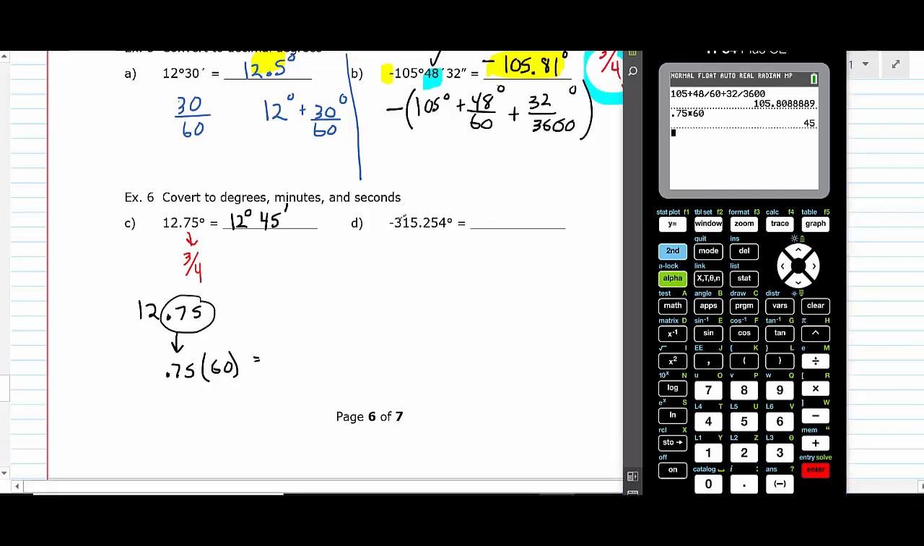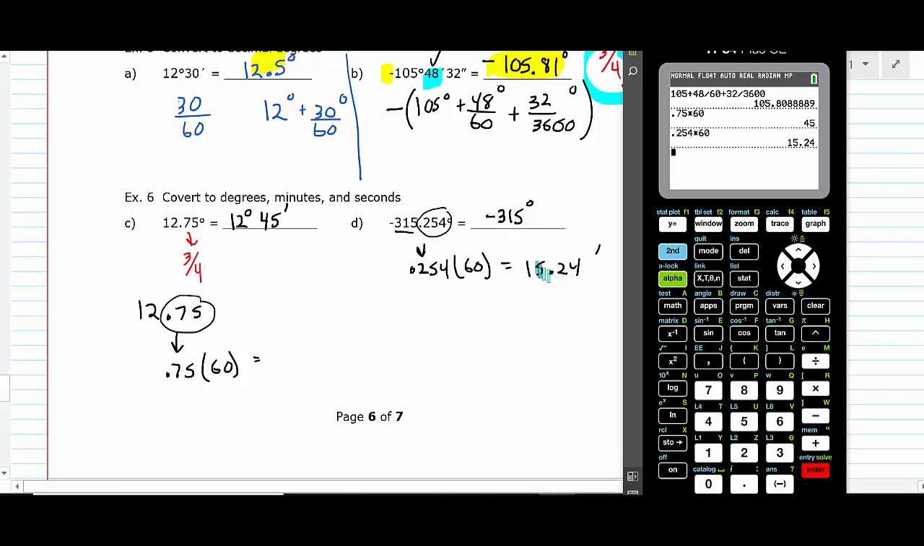Okay, this one, just take the degree part and then write that. It's negative, so make sure you have that. So what you need to do is take the decimal part, and you want to do this like this. Okay, multiply that by 60. So we go 0.254 times 60, and that will give me 15.24, and that's given us in minutes.